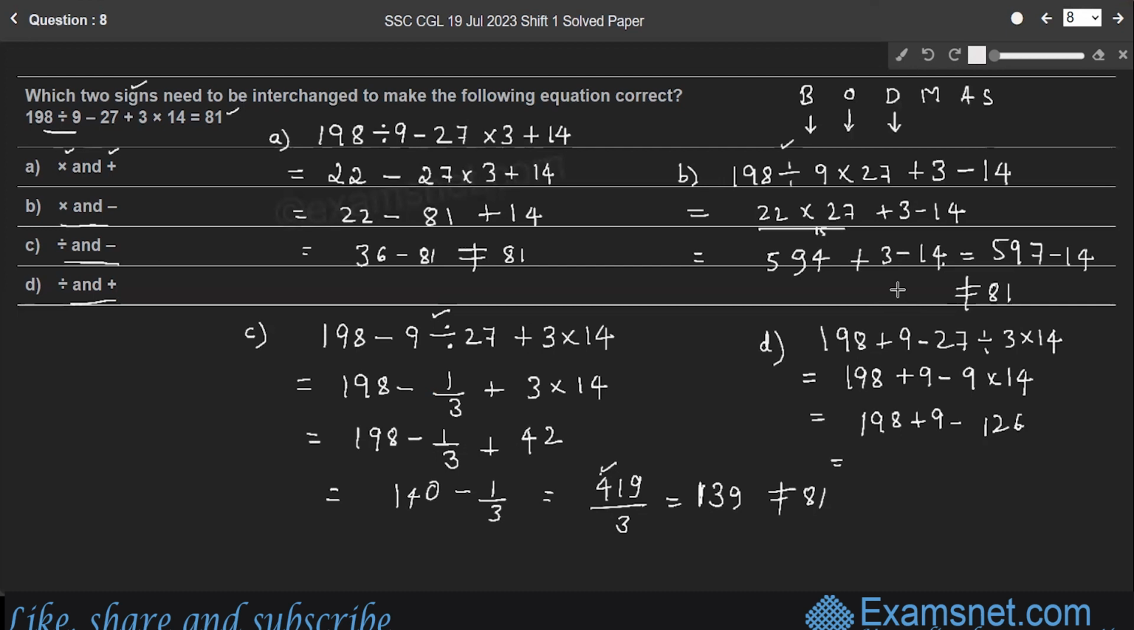So which is equal to 198 plus 9. So 207 minus 126. So which is equal to, yes, 81. Therefore, if we interchange division and addition signs, the given equation will be correct, right? Option D is the right answer.